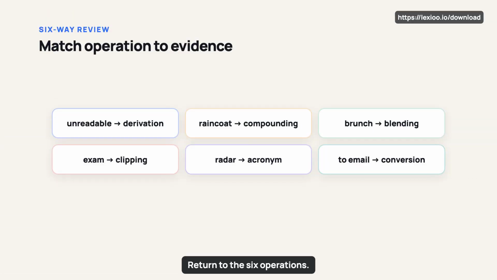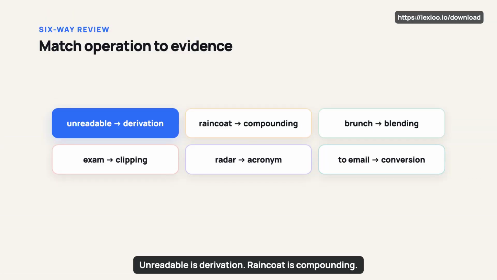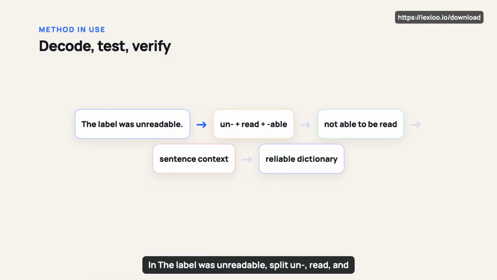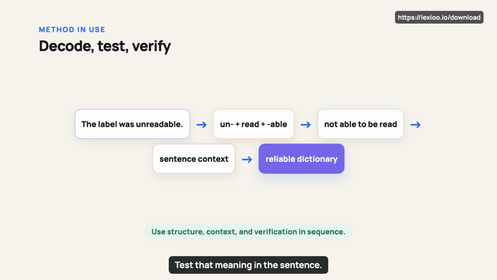Return to the 6 operations. Unreadable is derivation. Raincoat is compounding. Brunch is blending. Exam is clipping. Radar is an acronym. To email is conversion. Now use the method. In, the label was unreadable. Split, un, read, and able. Hypothesize, not able to be read. Test that meaning in the sentence. Then verify spelling, pronunciation, and normal usage in a reliable dictionary.